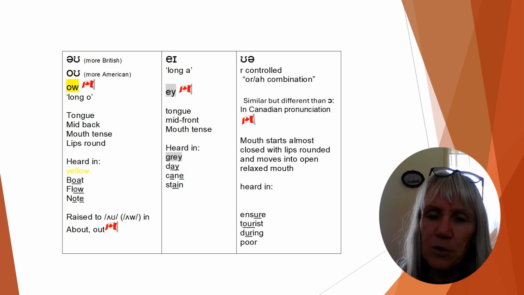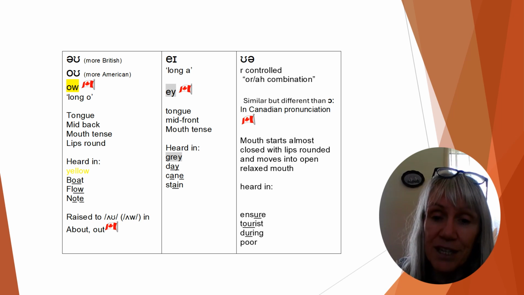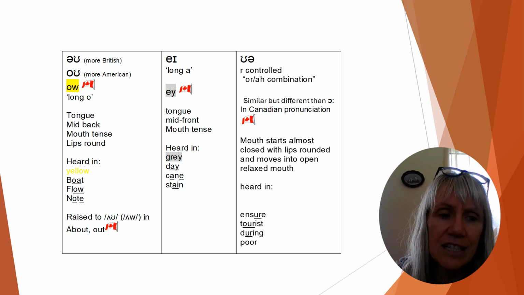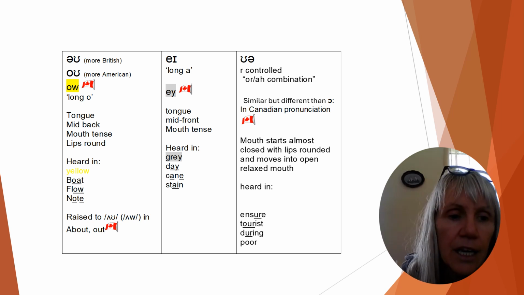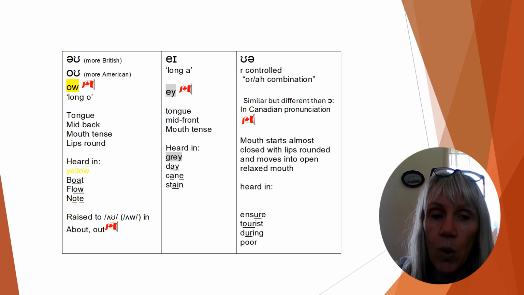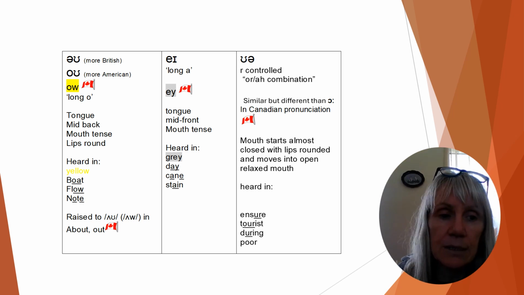And I think it's easier to remember the Canadian one because it's the sound we hear in things like snow, and we see O-W in snow. So it's that O sound. The tongue is mid-back, the mouth is slightly tense, and the lips are round. It's heard in yellow, boat, flow, snow, note. So it's raised to an AU or AW in about and out.